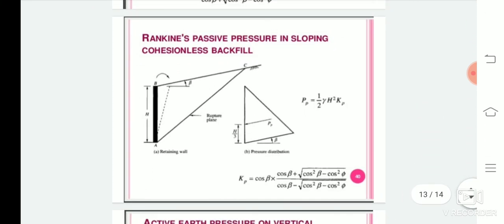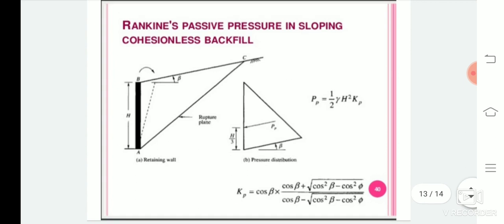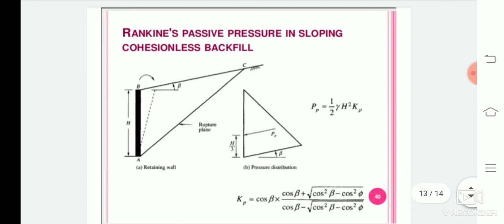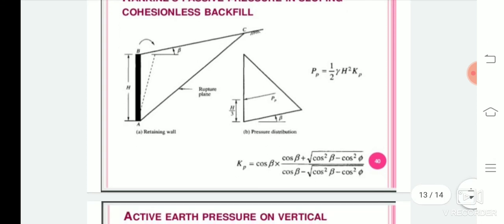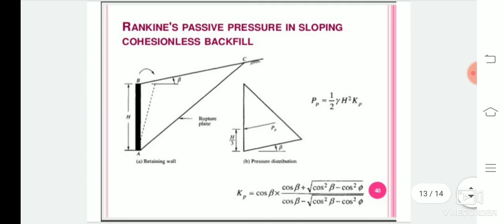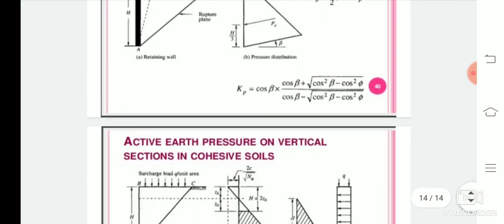For the passive earth pressure, as we already know, the relationship between the active and the passive state is that they are reciprocal to each other. Hence for the passive case the value will be just the inverse of the previous one, that is cos beta times cos beta plus root of cos square beta minus cos square phi divided by cos beta minus root of cos square beta minus cos square phi. So this is the case for the passive earth pressure for sloping cohesionless backfill.